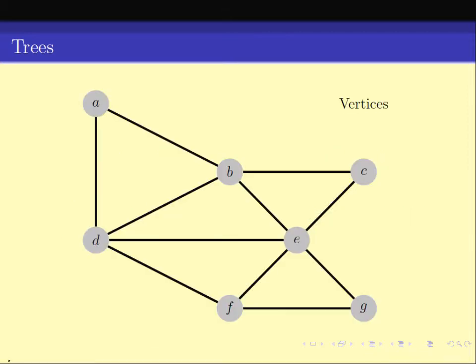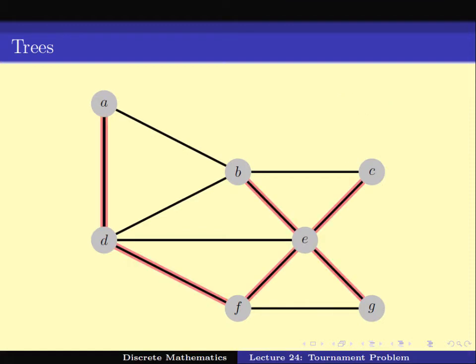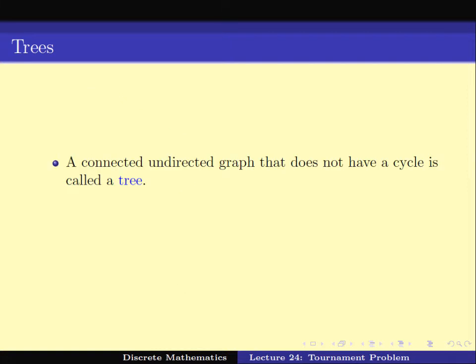For example, here in this graph, this is a tree. The set of red edges forms a tree. Note that by looking at the red edges, if the red edges were the only part of the graph, then there wasn't any cycle. So red edges don't form a cycle at all. So this is a tree. We can have many trees. For example, this is another tree. So I mean that the red edges are the tree edges. So a connected undirected graph that doesn't have a cycle is called a tree.